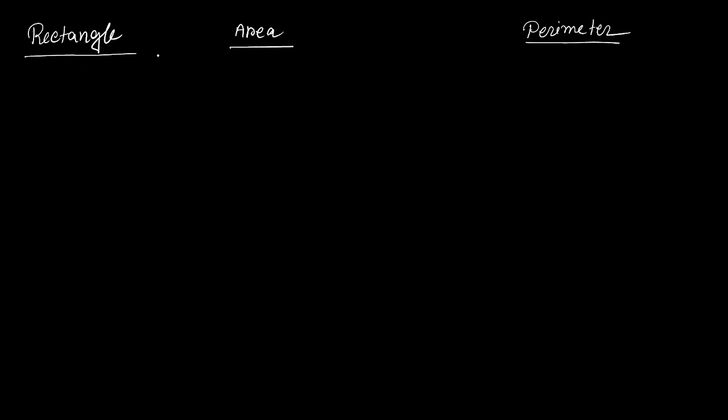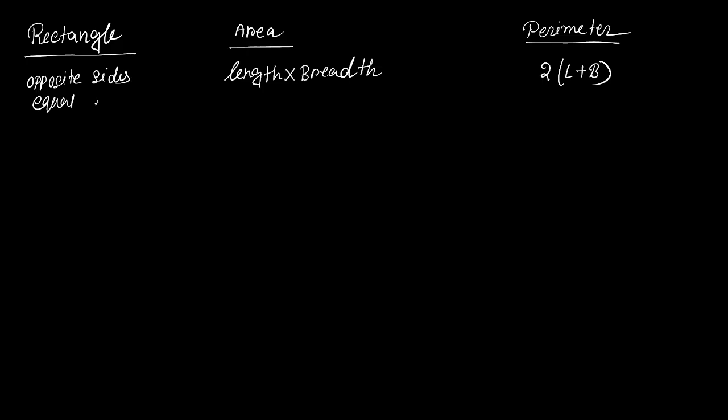So for rectangle, the formula of area and the formula of perimeter. For rectangle the formula of area is length into breadth. And for perimeter it's 2 into (length plus breadth). Rectangle means opposite sides equal and parallel, right? Obviously it's a 2D figure.